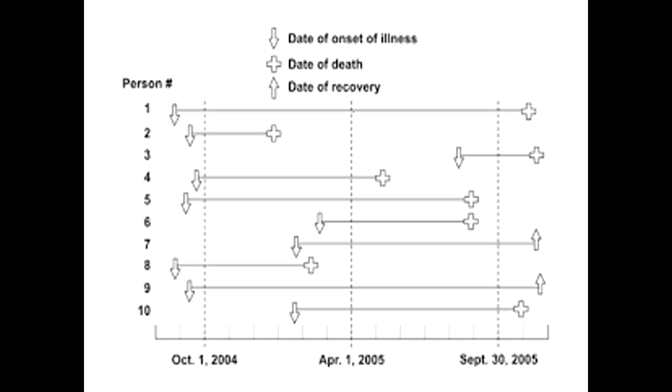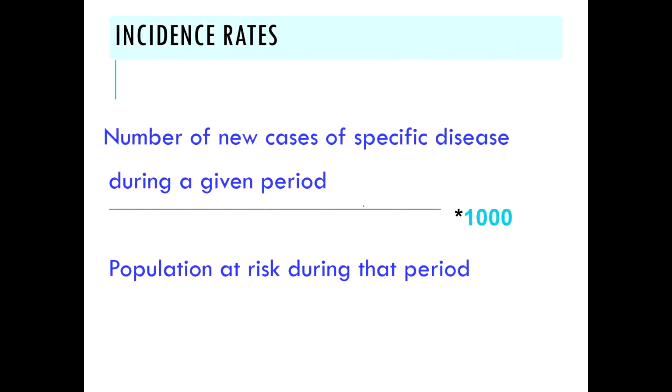Period prevalence will show that if I ask you what is the period prevalence between October 1, 2004 to September 30th, 2005, all the cases will be included. All the cases present during this time period will be included to show the period prevalence. As I have already mentioned, the total number of new cases of a specific disease in a given time period in a specific community, divided by the population at risk during that period, multiplied by 1,000, will give the incidence rate. So the numerator and denominator both are different when we are calculating the incidence rate.